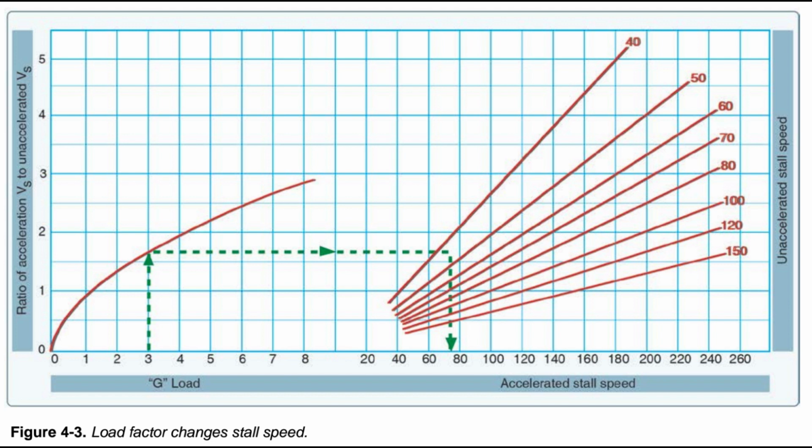Figures 4.2 and 4.3 show that banking an aircraft greater than 72 degrees in a steep turn produces a load factor of 3, and the stalling speed is increased significantly. If this turn is made in an aircraft with a normal unaccelerated stalling speed of 45 knots, the airspeed must be kept greater than 75 knots to prevent inducing a stall.